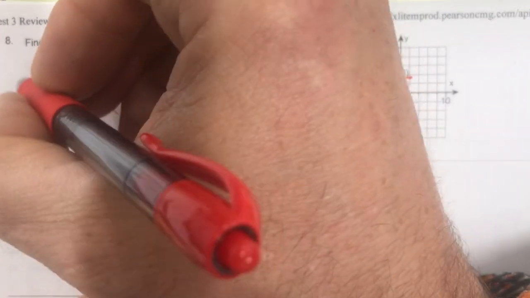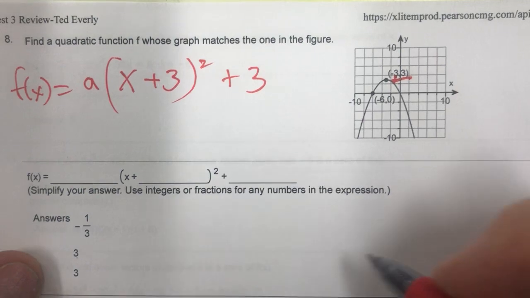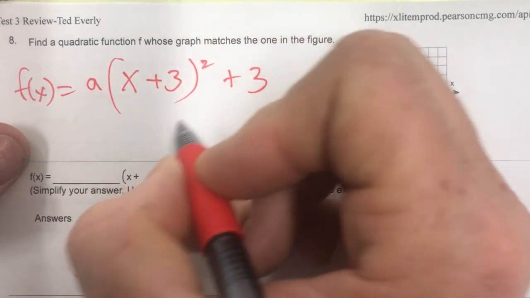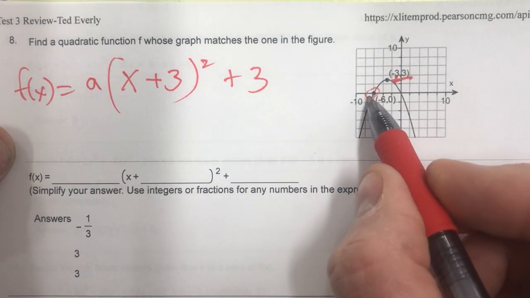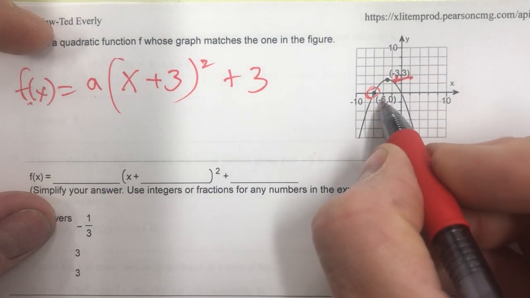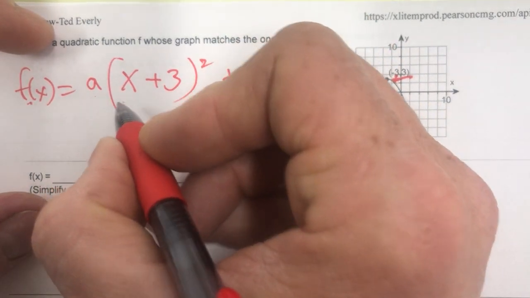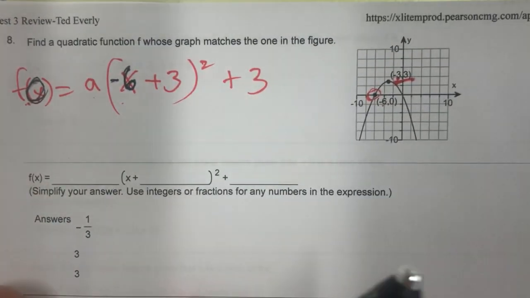So it's going to be f of x equals this. Now, I don't know if there's a multiplier here in front or not. So we've got to figure out if it's got a multiplier. What I'm going to do is put this other point in for x and y. See, f of x is y. So negative 6, 0, I'm going to put negative 6 right here and 0 over here.